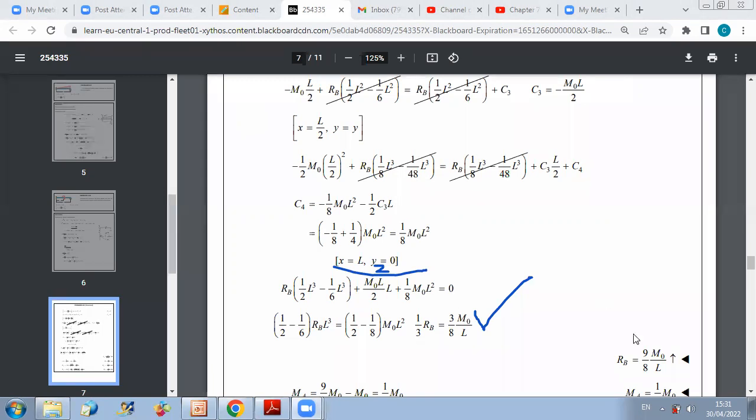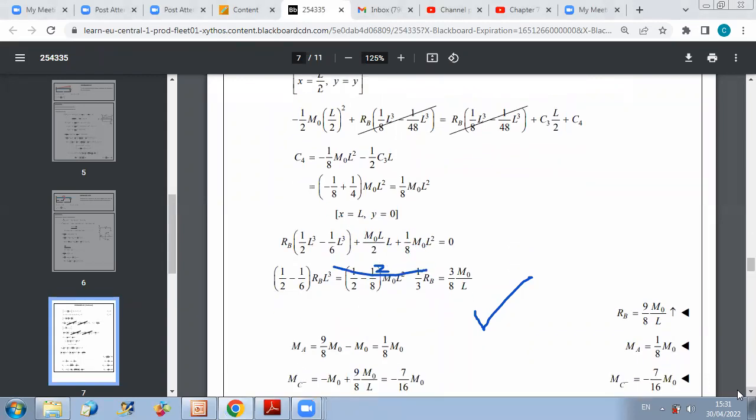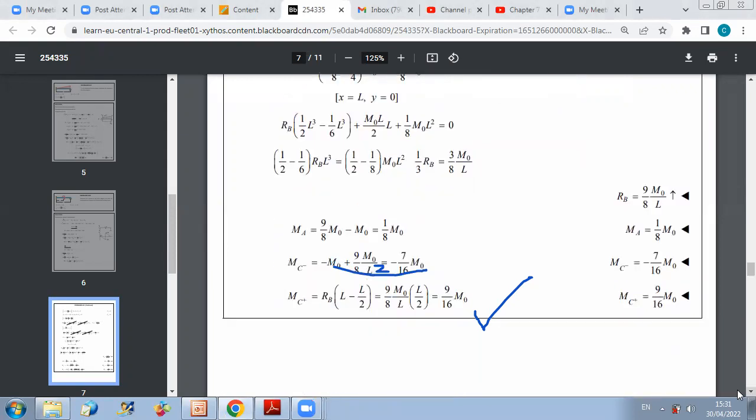And once I get the value of RB, I am done, because I already expressed the reactions before. We said that RA is minus RB and MA is a function of RB. So if we replace into the equations that we found before, we can find the value of the reaction at A, and the reaction moment at the fixity.